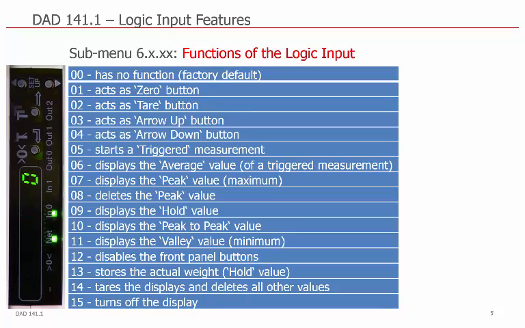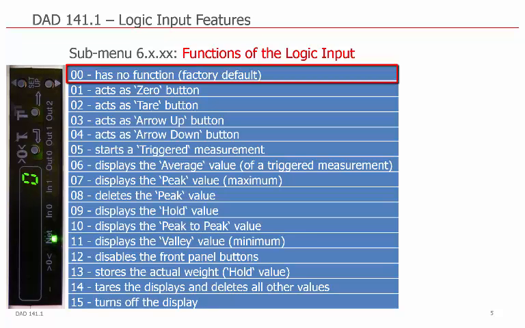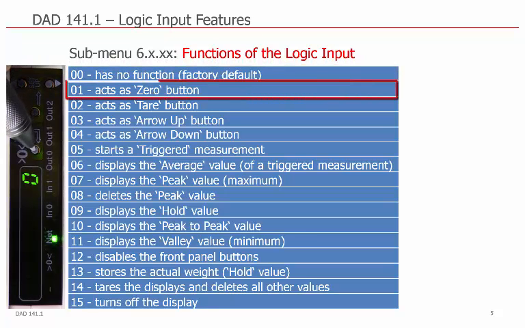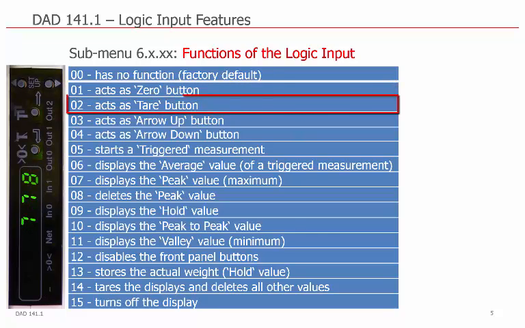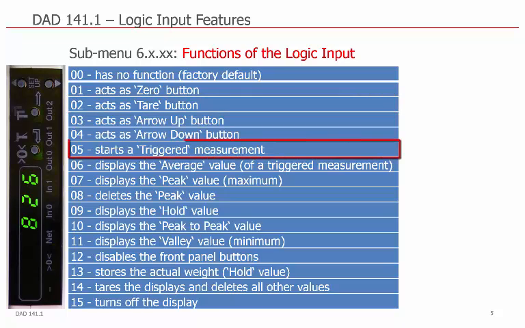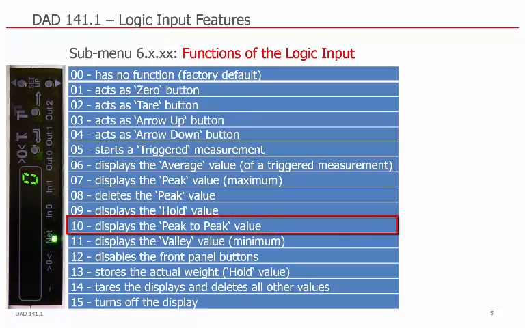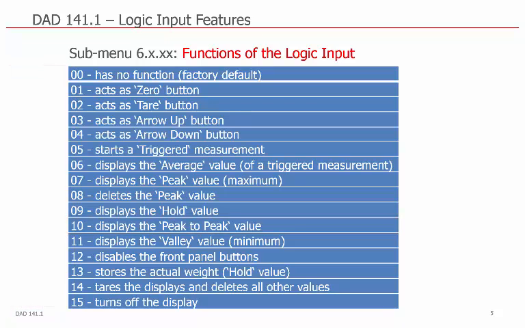6.0.xx or 6.1.xx, examples. 00, factory default, no function. 01 acts as the 0 button. 02 acts as the tab button. 05 starts a triggered measurement, for example in a check-weigher application. 10, the display shows the last peak-to-peak value, etc.